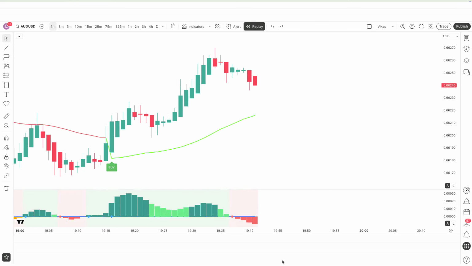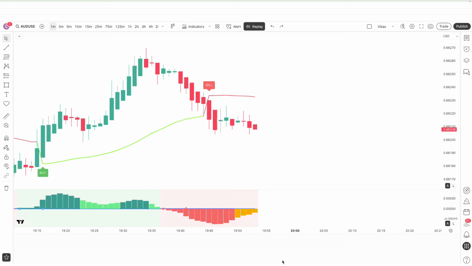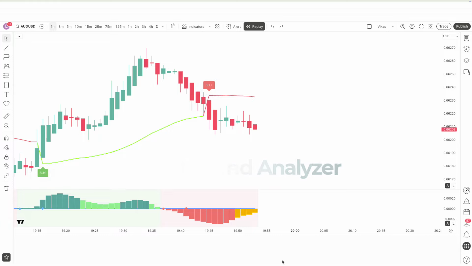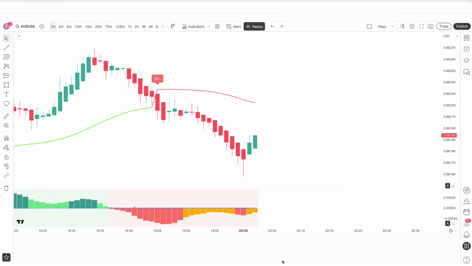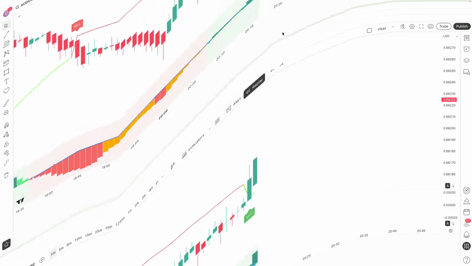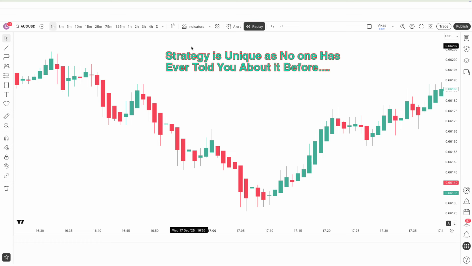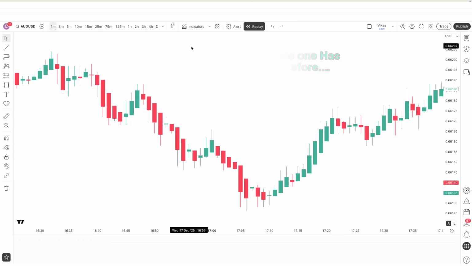First of all, let us know about trading tools. The buy and sell arrow indicator we see in the chart is called the SSL Trend Analyzer Indicator. Now we tell you how we want to trade. Let's start the video. We open the AUD/USD 1-minute chart. This strategy works well on the 1-minute time frame, as this strategy is unique as no one has ever told you about it before. Let us understand the trading setup.